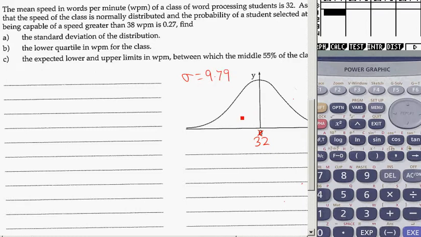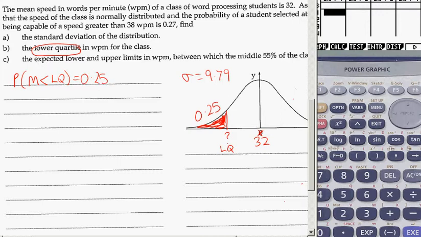Right, we're asked for the lower quartile, so the lower quartile is the mark that 25% get below. 25% of the class will be below this mark here, which is the lower quartile. So the probability of getting below that is the same as the area below that mark, and that area we want to be 25%, 0.25. So once again, we've got our probability of getting a mark or mean speed in words per minute less than the lower quartile. It's 25%. It's an inverse problem.